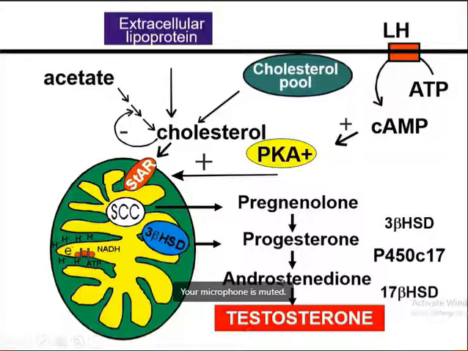This diagram shows the events occurring in the testis where the male sex hormone testosterone is synthesized from cholesterol. The LH is the luteinizing hormone. The LH, which comes from the anterior pituitary gland, is the stimulator, whose second messenger is cyclic AMP. You know that.